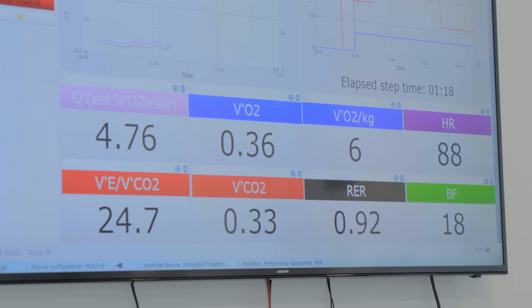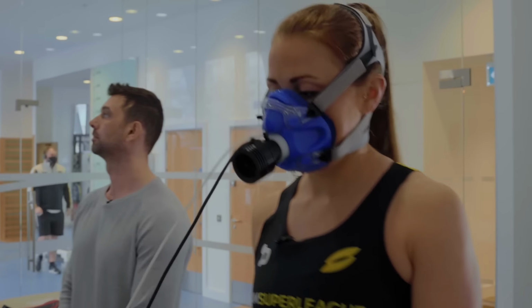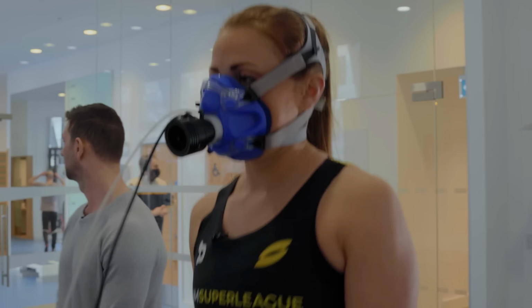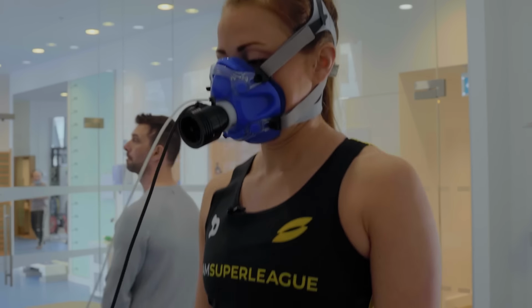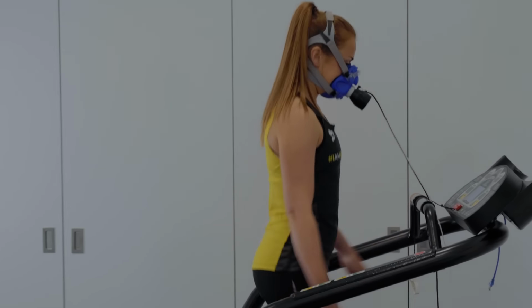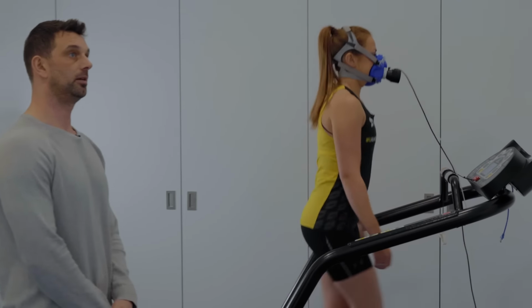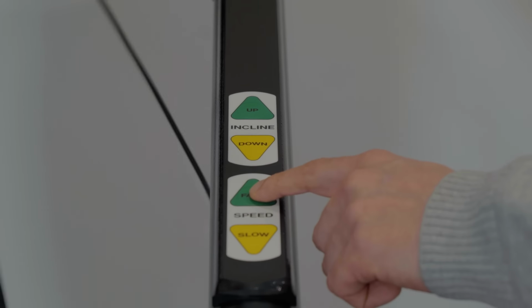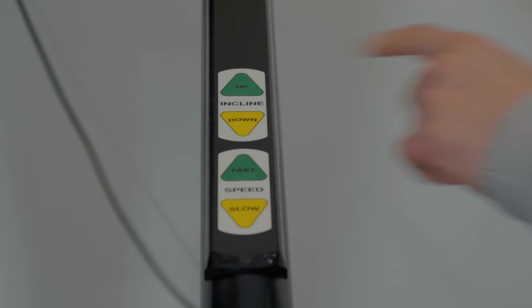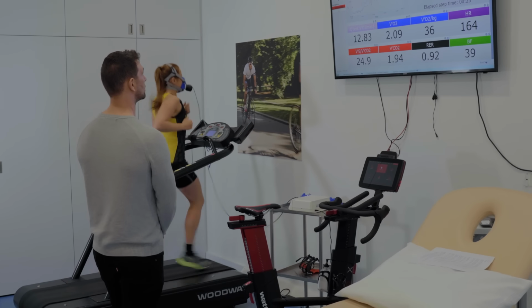So nice slow walking pace. Okay, up to speed 7. So that's the first stage done. Slight increase in speed. All right, coming up to 10 kilometers an hour. Awesome, Emily, come on, keep it going, keep it going. Loads in the tank here, come on.